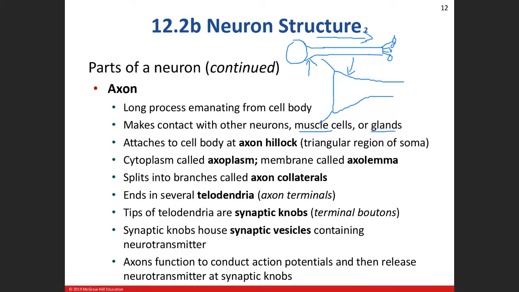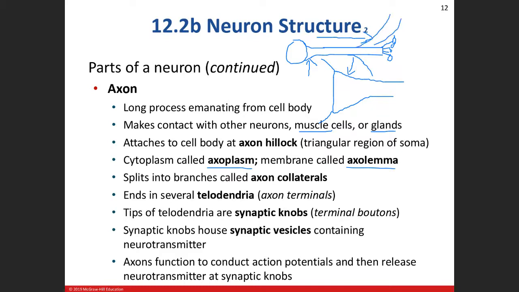So we call the cytoplasm inside the cell body the perikaryon. The cytoplasm in the axon is the axoplasm. And we'll call it something else when we get to the muscle cells. It's called sarcoplasm. Okay? The cell membrane around the axon, the plasma membrane, is called the axolemma. Axolemma.